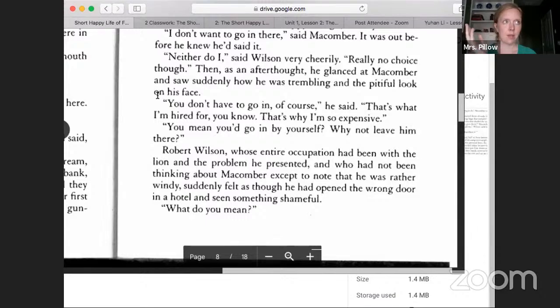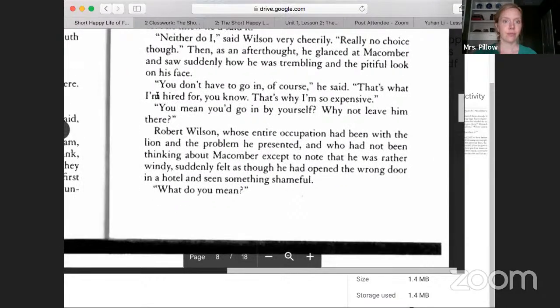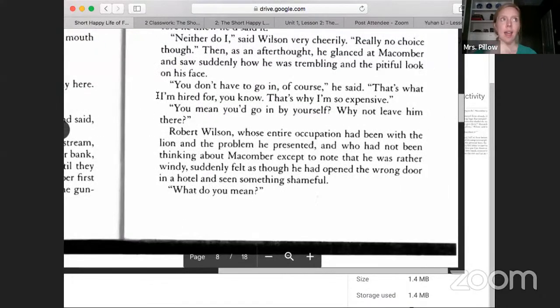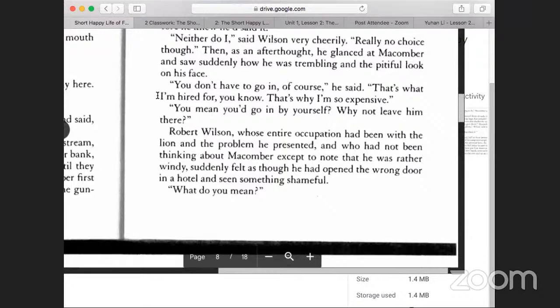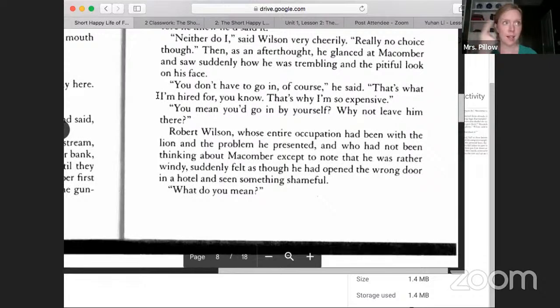What's the shameful thing he's now realizing about Francis? That he's very cowardly and doesn't want to get in situations. Exactly. And now this makes so much sense. If you go back to the beginning, remember how Robert Wilson was kind of judging Francis in his mind the whole time? Yes. This part of the story in the middle, in the flashback, is really the first time Robert Wilson has this kind of epiphany, like, oh man, the person that has hired me to help him go on this safari, he's really afraid. He didn't know that before.